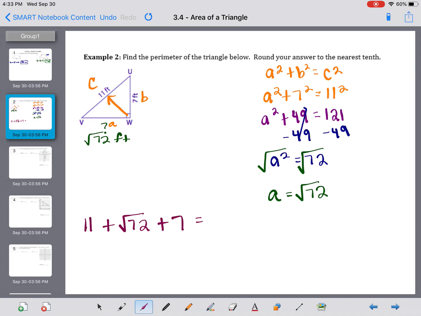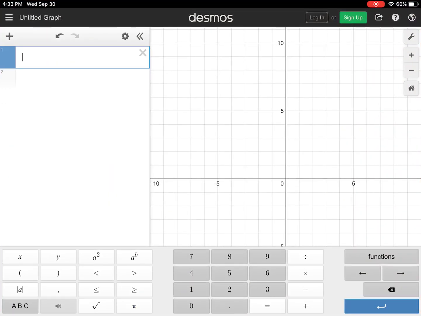I'm going to show you in Desmos how we can add this, because you have to be very careful when adding a radical in your calculator. I'll go to Desmos and do 11 plus radical 72. Be very careful: you notice my cursor is flashing underneath the radical. We have to arrow out. If you don't arrow out and you type plus the next number, which is 7, that's not right, because the 7 shouldn't be underneath the radical.